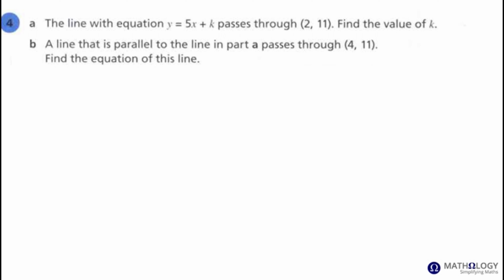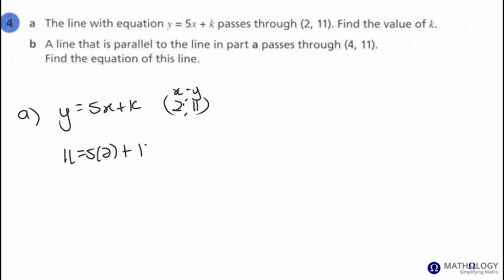Question 4. The line with the equation y equals 5x plus k passes through the point (2, 11). Find the value of k. The x-coordinate is 2, the y-coordinate is 11, so we substitute this point into the line. 11 equals 5 times 2 plus k. 11 equals 10 plus k. k equals 1. So the line is y equals 5x plus 1.